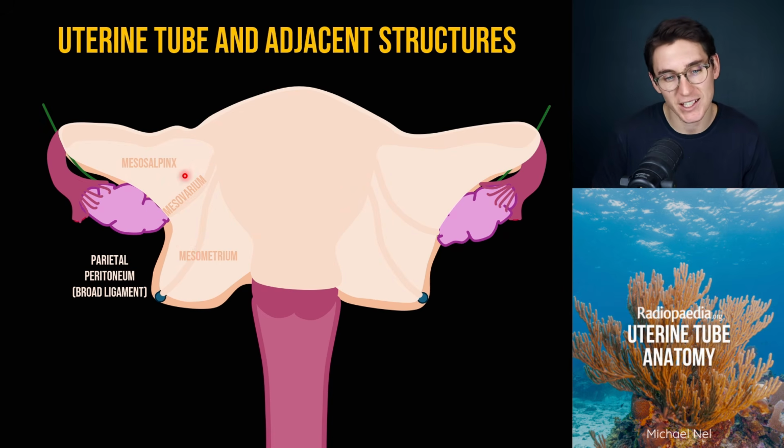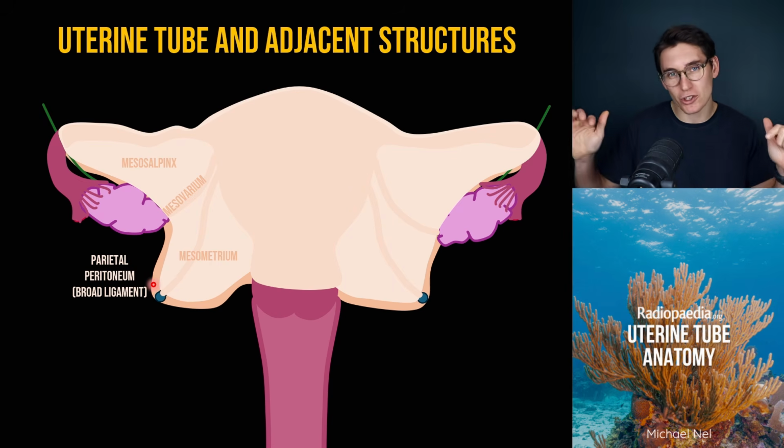sections. The mesosalpinx, which is going to run over the surface of the fallopian tube, so that's important for this talk, and extends all the way down to the ovarian ligament. The peritoneum that's covering the ovarian ligament and some of the ovary is what's known as the mesovarium, and below that, the largest and broadest part of the broad ligament is what's known as the mesometrium. It's got the round ligament within it here.